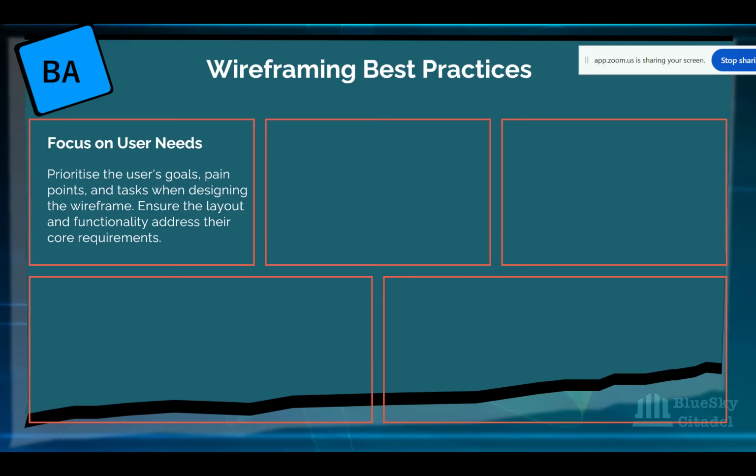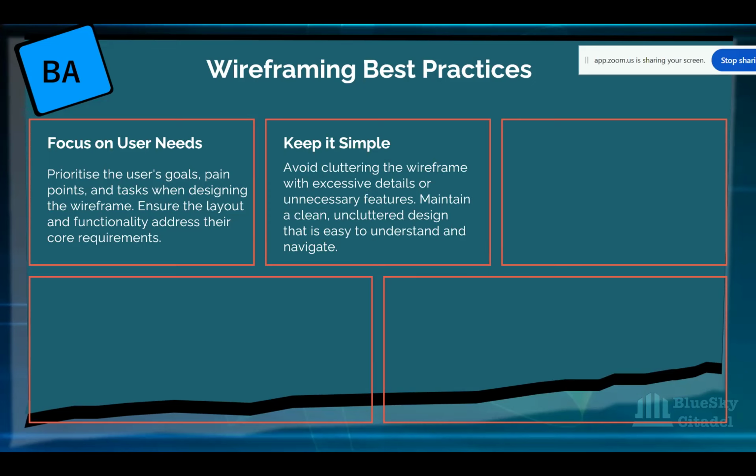What is the goal? What is their pain point? What do we want to achieve? How do we want the user to use this application or this software or this product we're designing? So always make sure that the layout or the functionality is from the user's perspective and it addresses what the core requirements are. Keep it simple.